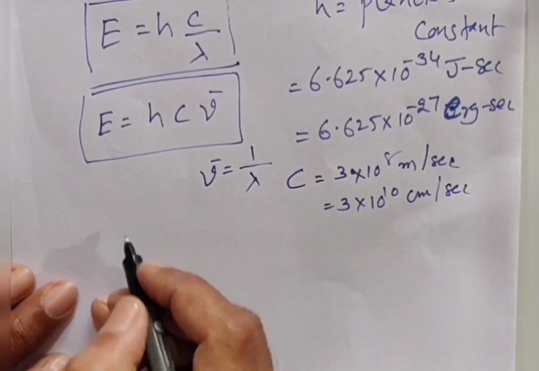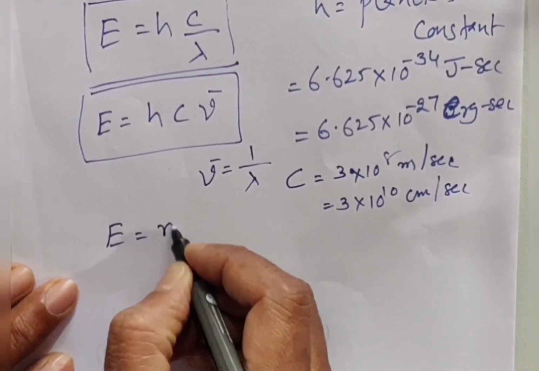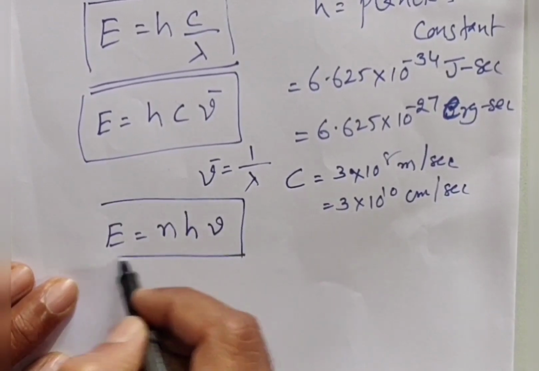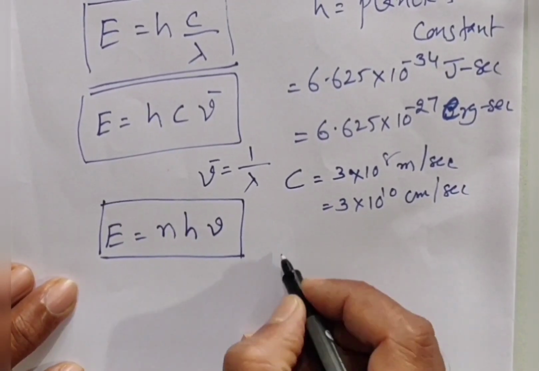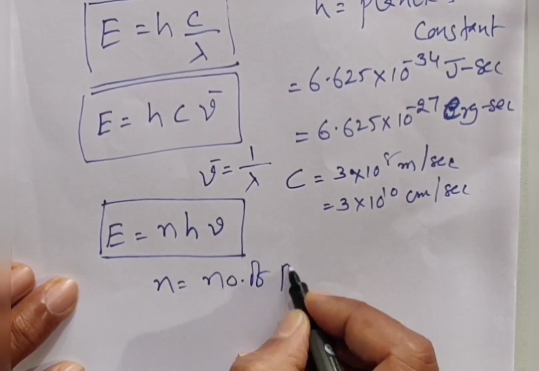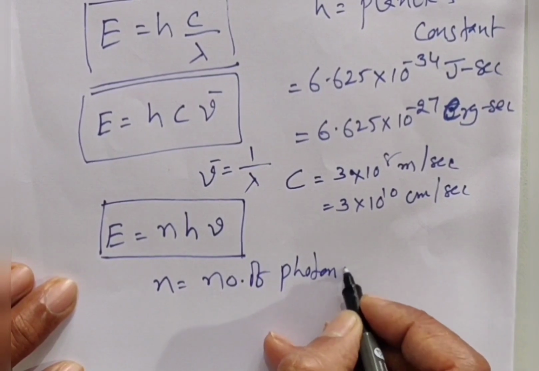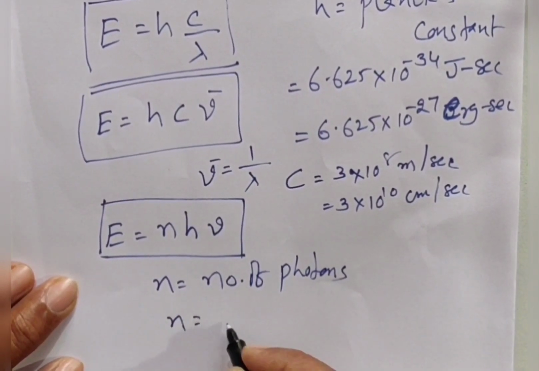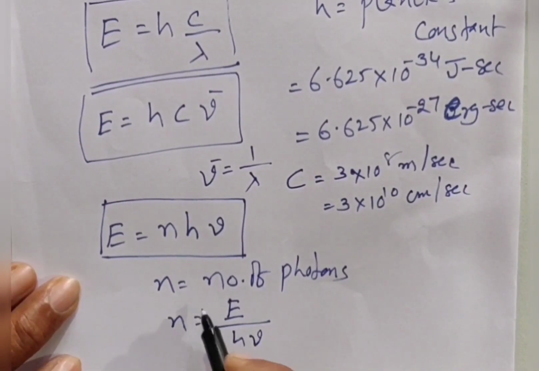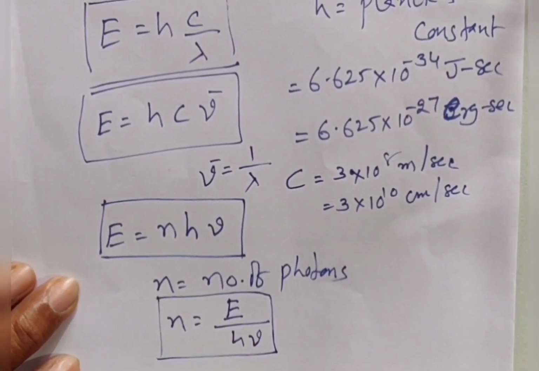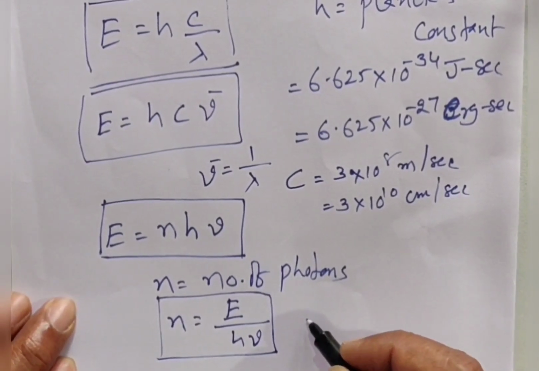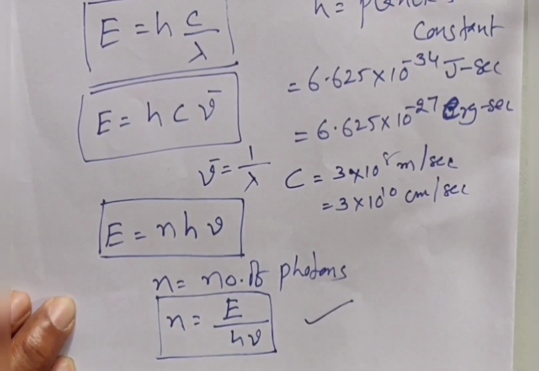And another one is E is equal to n h nu. This mathematical expression is also very useful, where n is equal to the number of photons. Now n is equal to E by h nu. By using this mathematical expression, we can calculate the number of photons, right? This is very, very important.